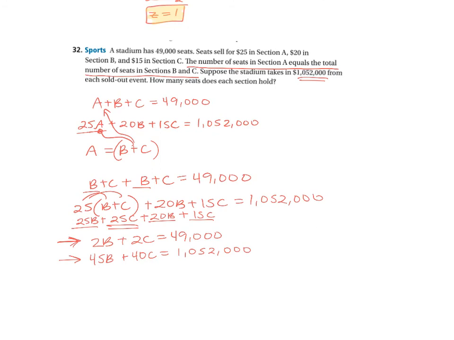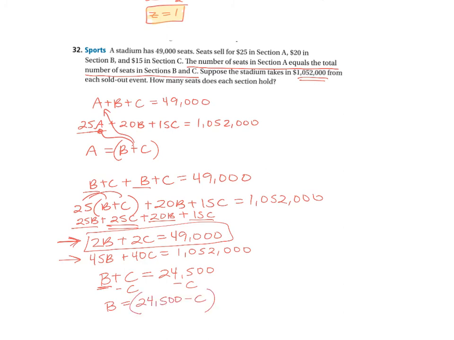I don't know, I might actually do substitution. I'm not usually a substitution person, but I would probably take this top equation and just divide by 2, because 49,000 divided by 2 is going to give me 24,500. So that's going to be B plus C equals 24,500. So I could just solve for B by taking away C. So B equals 24,500 minus C, and then I can just plug that in right, nope, not right there, right here, okay, to solve for C. That's probably how I would do it.